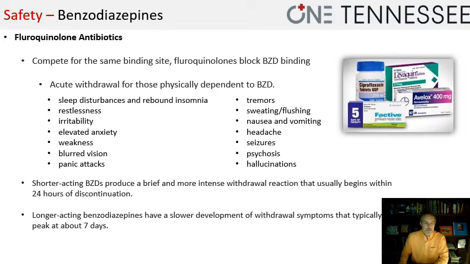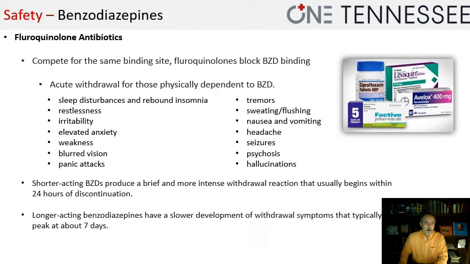Shorter-acting benzodiazepines produce a brief and more intense withdrawal reaction that usually begins within 24 hours of discontinuation. So you need to be cognizant of patients who are on chronic benzodiazepine therapy when being treated for an acute respiratory disorder or being treated with a fluoroquinolone antibiotic. Longer-acting benzodiazepines have a slower development of withdrawal symptoms that typically peak at about 7 days. So be sure that you counsel patients on this interaction and select an alternate antibiotic when possible.